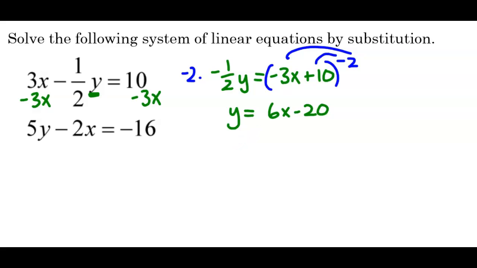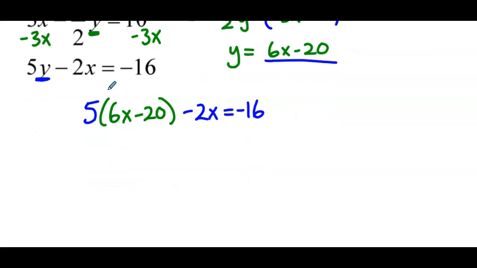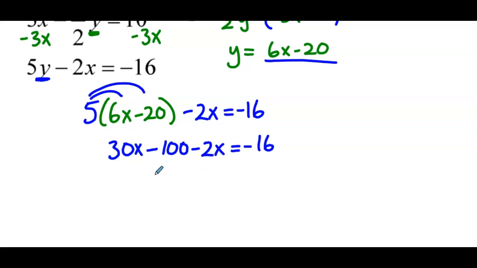Okay, so now we're going to take the expression 6x minus 20 and substitute it in for y in the second equation. So we have 5 and then times the expression 6x minus 20 minus 2x equals negative 16. So start by distributing the 5. So we have 30x minus 100 minus 2x equals negative 16. Combining the like terms, we get 28x minus 100 equals negative 16.